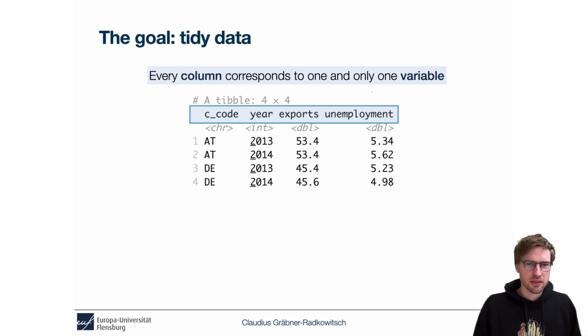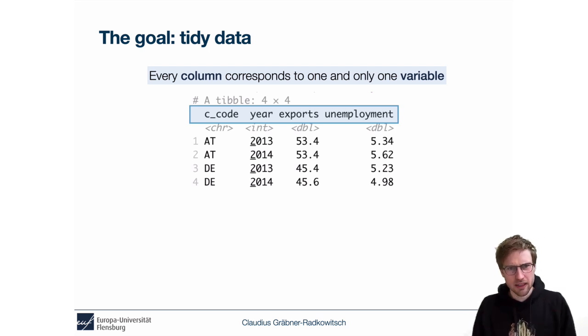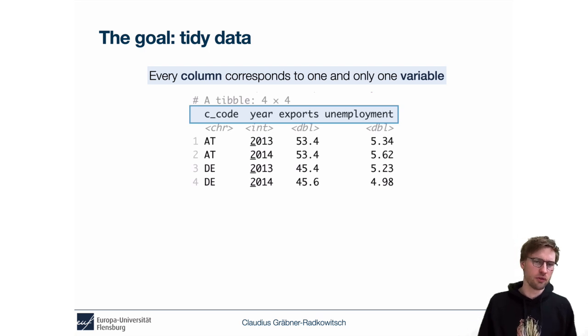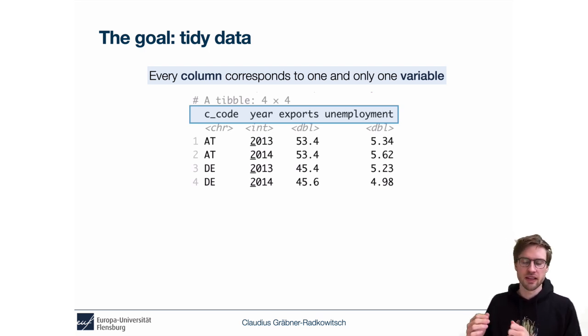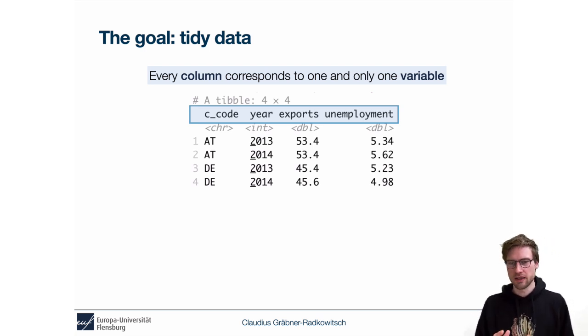The first variable is called C code. A little bit of thinking helps you to understand that this name refers to something like country code, because this column obviously indicates to which country the observation there refers. AT for Austria and DE for Germany. The second variable is year. The third variable in the third column is exports, and the fourth variable in the fourth column is unemployment. There is no column that contains more than one variable.